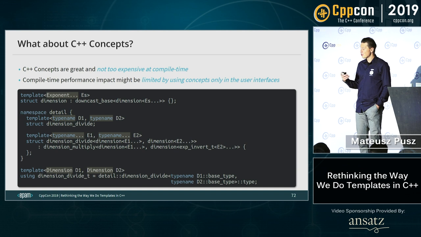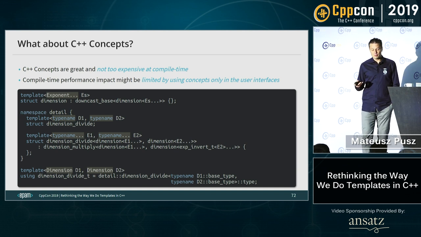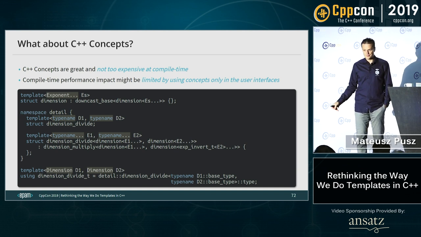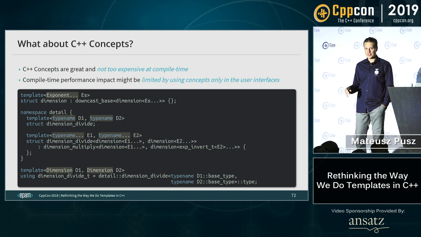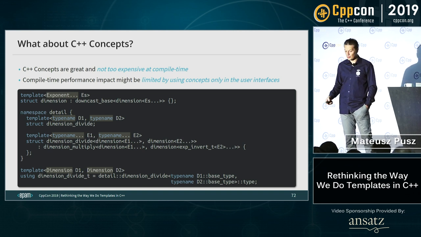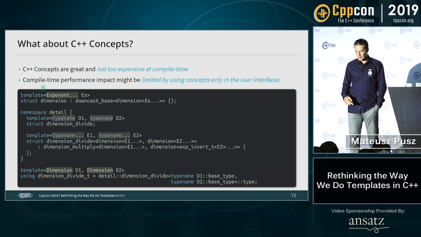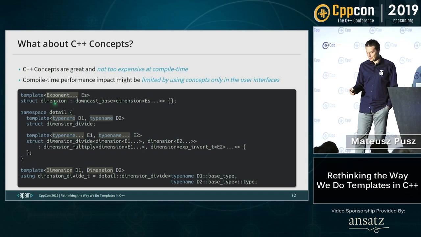Actually, I found out that there are two possibilities to use concepts. You can either put concepts everywhere, or you can put them only where they are needed. So this is the example where they are needed. When you have a primary class template definition, you need to provide a concept. When you have here the definition of the alias template, you have to provide a concept.